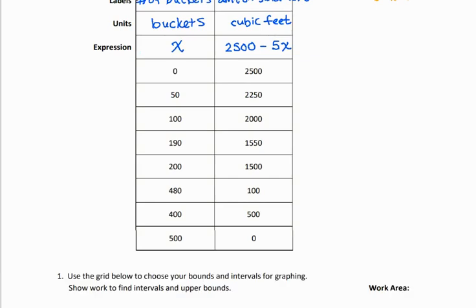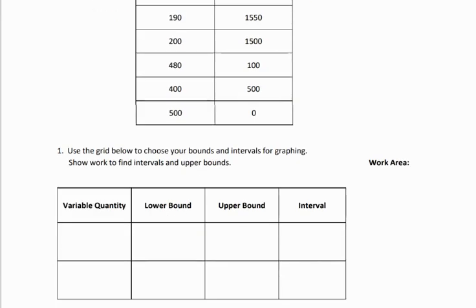All right, all the data here is what you came up with on worksheet A and worksheet B. So for 0 buckets, we still have 2,500 cubic feet of sand left. If I take 50 buckets away, we're left with 2,250 cubic feet of sand, and so forth. And 500 buckets left us with no more sand. Notice we did have a problem in worksheet A where we got negative, right? But we're not including it in this chart. So we're looking at from the very beginning to the very end. So when we do our grid, let's see how we do here.